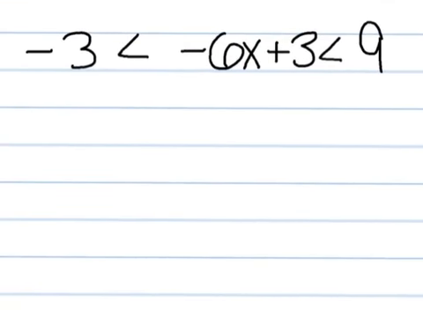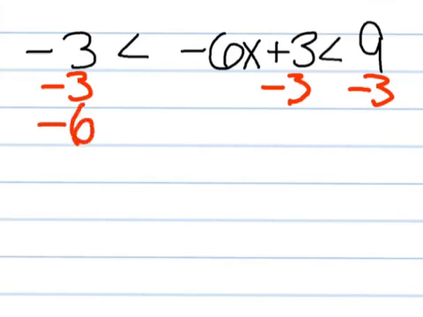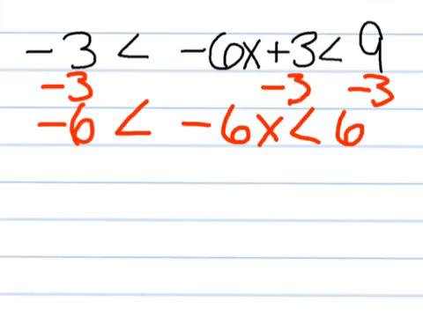This one out on the video. Okay, for this one, we subtract 3 from both sides. Just ignore this. Subtract 3 from both sides. When we do that, we need to subtract it from the left and from the right. That'll give us negative 6 is less than negative 6x, which is less than 6.